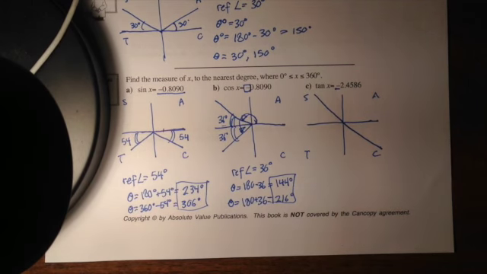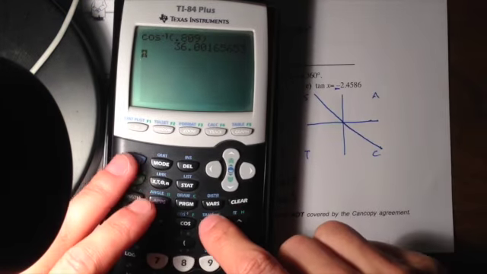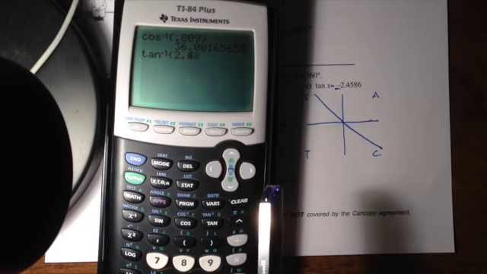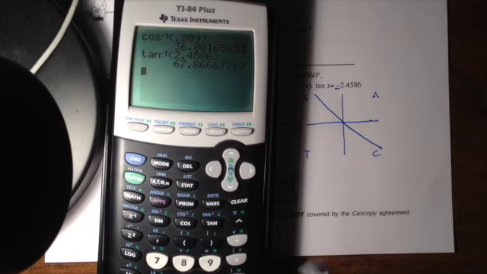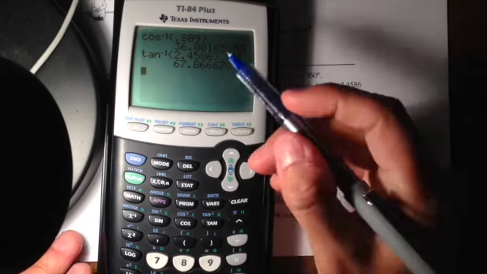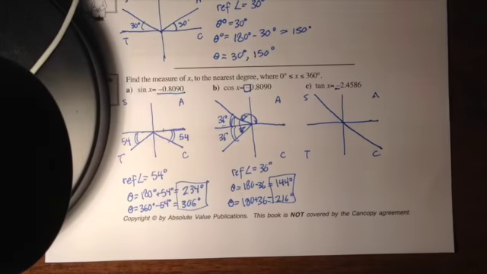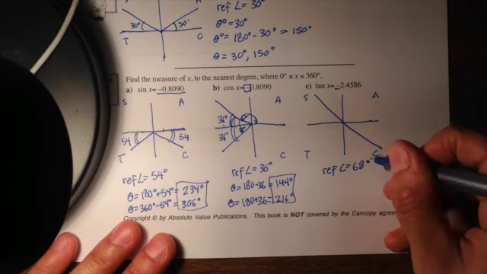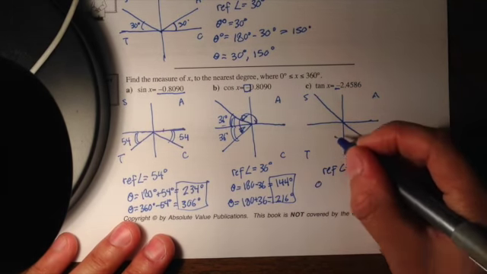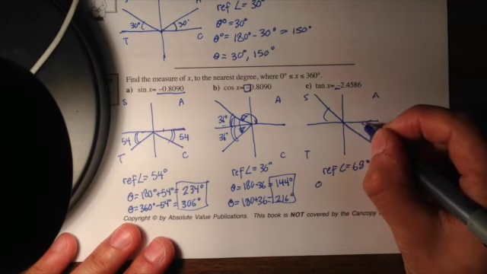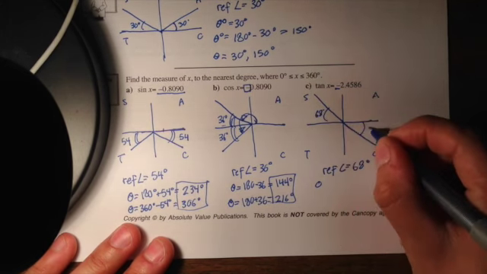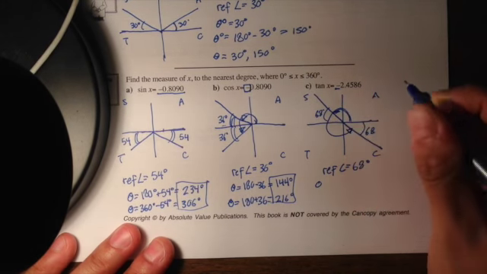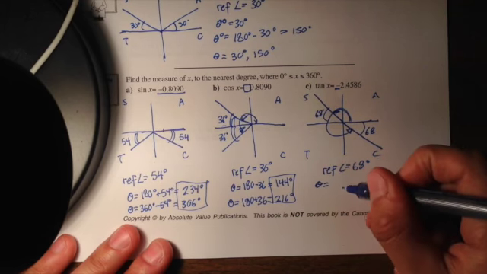Now let's find out what this ratio is going to be. So we plug it into our calculator. Inverse tan of 2.4586. I have a reference angle of 67.8, but I'm going to round that up to 68 degrees. So my reference angle is 68 degrees. And I'm looking for my values of theta, which would be here and here.